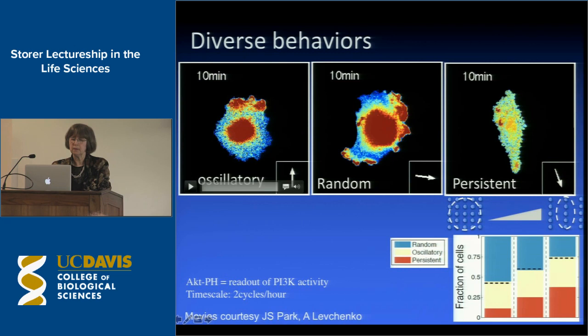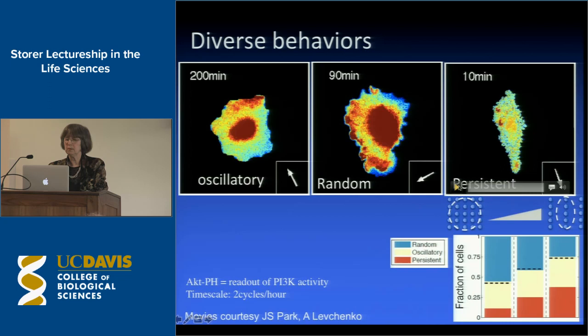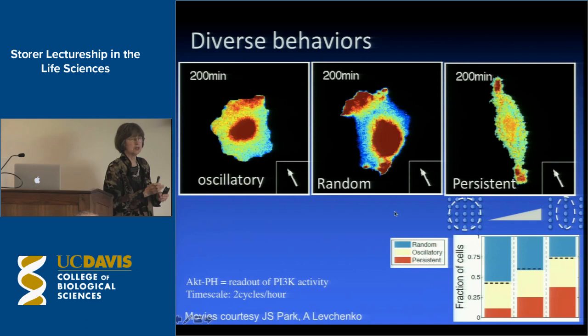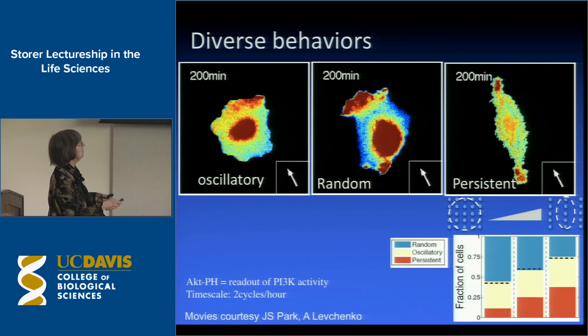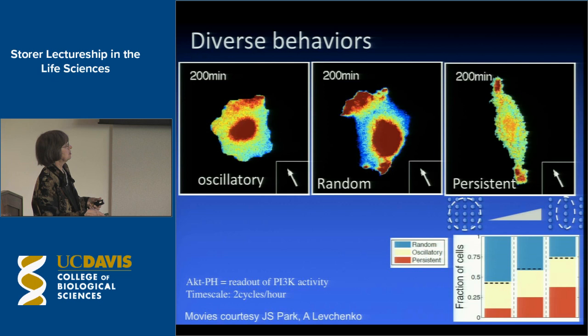which included a kind of oscillatory back and forth motion, random motion, as well as persistent polarized motion in the cells. And all of this depended on what sort of surface the cells encountered. In fact, each one of these had some fraction of cells that were of each of these types. So you could manipulate the fractions by changing the topography or by changing other chemical or genetic manipulations.